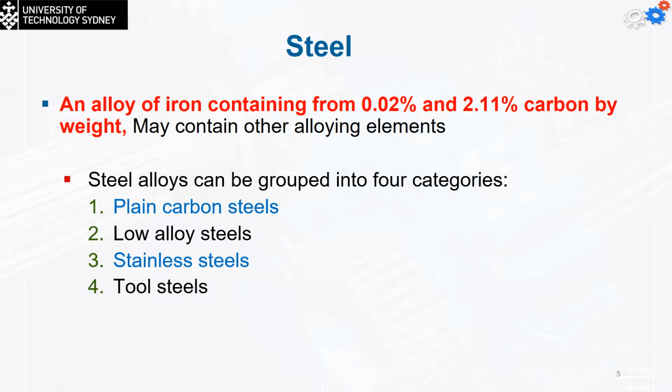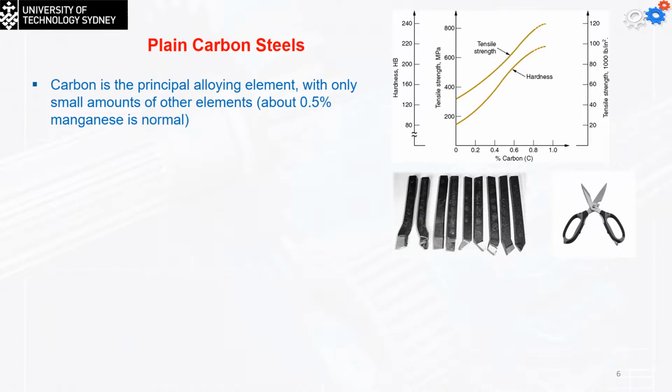The steel alloys can be grouped into 4 categories. The first one is known as the plain carbon steels. The second one is the low alloy steels, the third one is stainless steels, and the fourth one is the tool steels. In plain carbon steel, carbon is the principal alloying element with only a small amount of other elements, such as about 0.5% manganese.